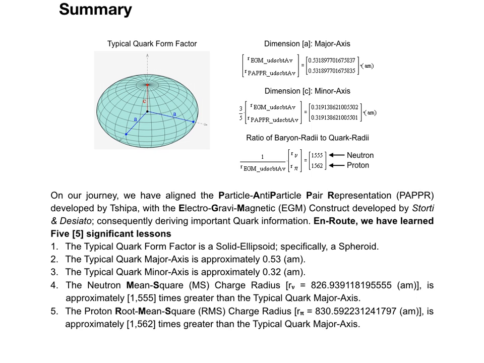Number 4. The neutron mean squared charge radius is approximately 1,555 times greater than the typical quark major axis. Number 5. The proton root mean squared charge radius is approximately 1,562 times greater than the typical quark major axis.